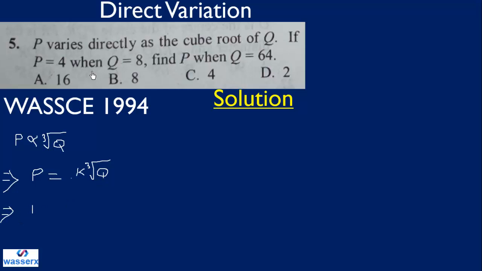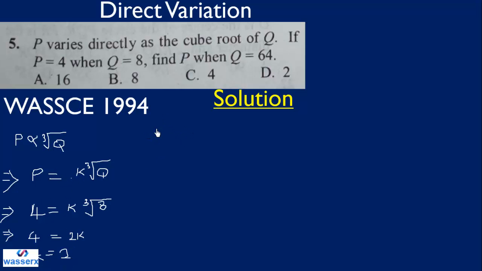So this implies that 4 is equal to k times the cube root of 8. So we're given those values. We simplify, and we obtain 4 is equal to k times 2, which is 2k. So k is therefore equal to 2.